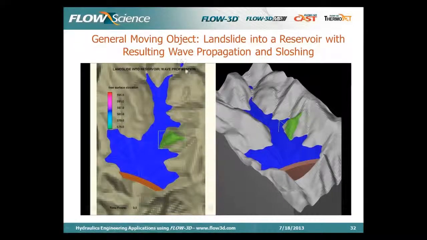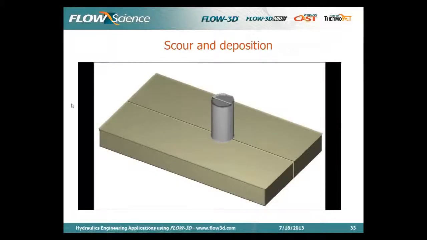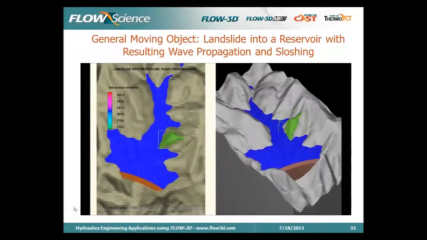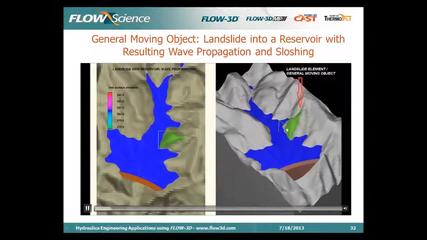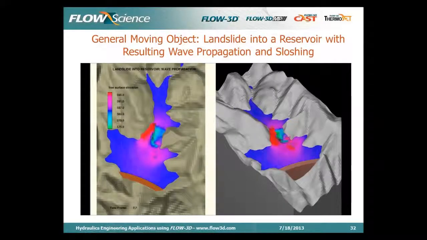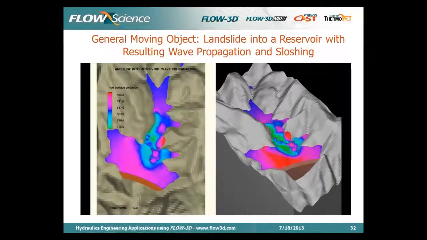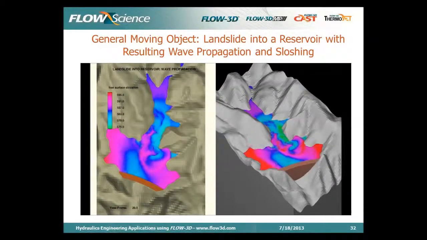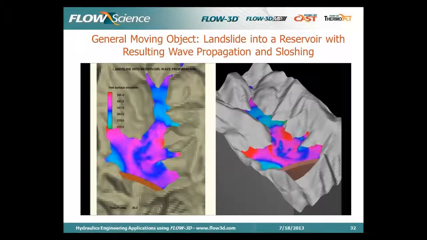Another application of the general moving object, this is a landslide into a reservoir. These kinds of simulations have actually been done for completely real industrial applications. Oops, I should go backwards. So what we'll see here is the landslide element here in green, which is going to slide into the basin, and we are interested in knowing something about the wave propagation that ensues following this event.